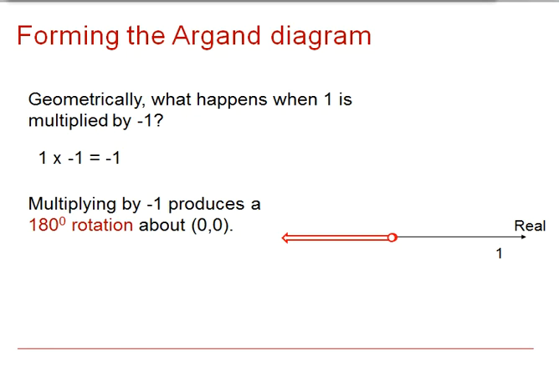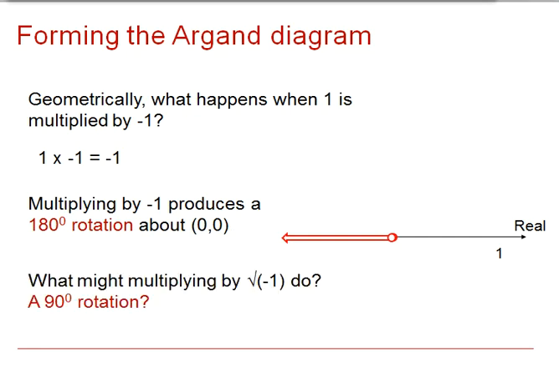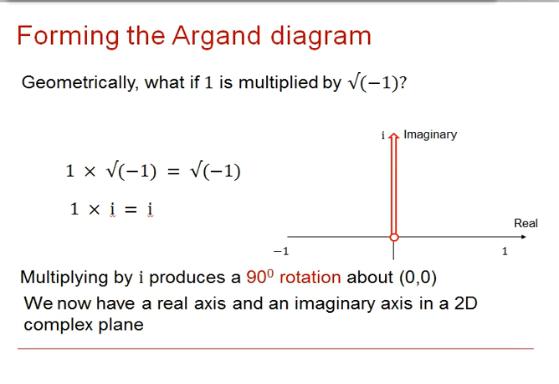We can remember from previous sessions on complex numbers that we've defined the square root of -1 as i. Let us now consider what multiplying by i, or the square root of -1, does. It might be a 90-degree rotation. If multiplying by i produces a 90-degree rotation about the origin, we now in effect have a real axis and an imaginary axis in a 2D complex plane. This is called an Argand diagram.